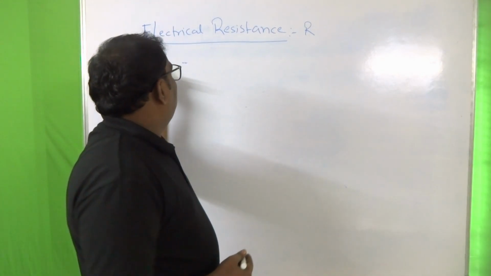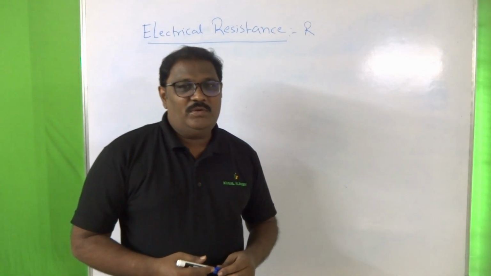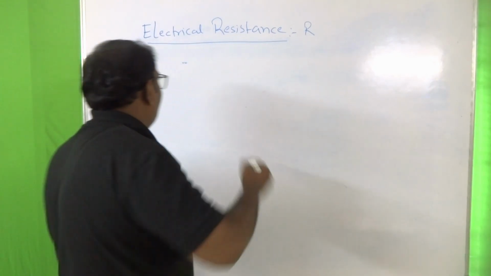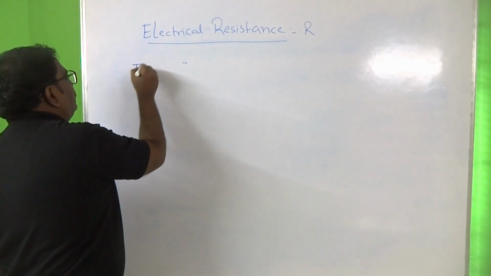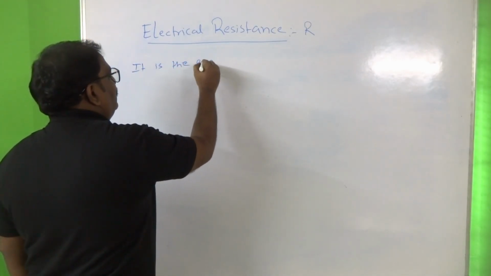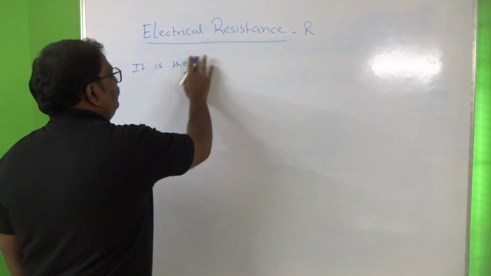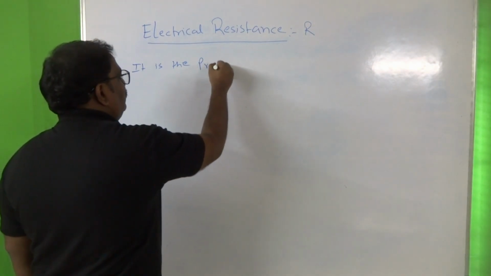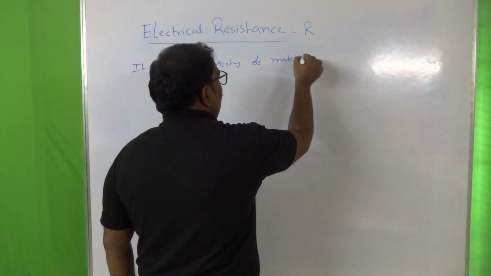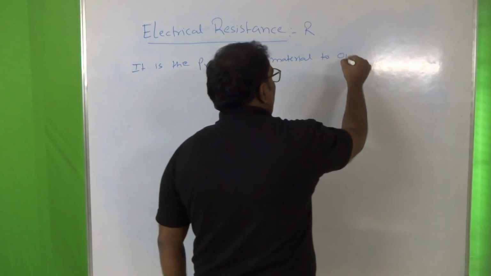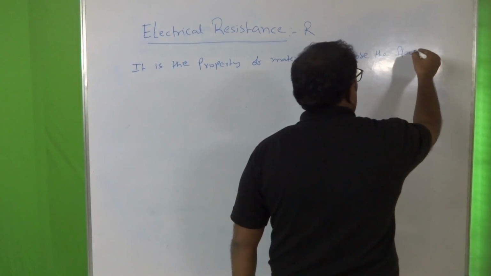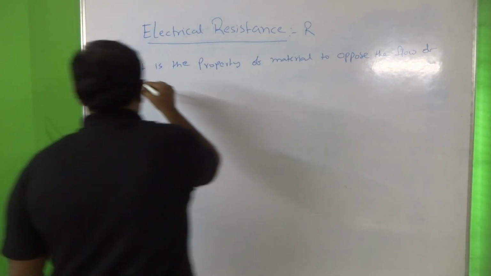Okay, now coming to electrical resistance. It is the property of the material which opposes the flow of electrical current.